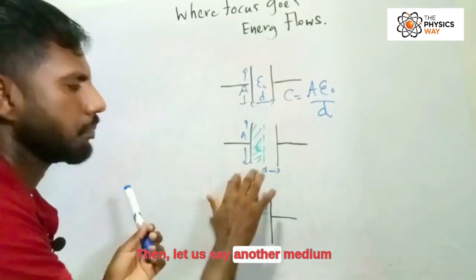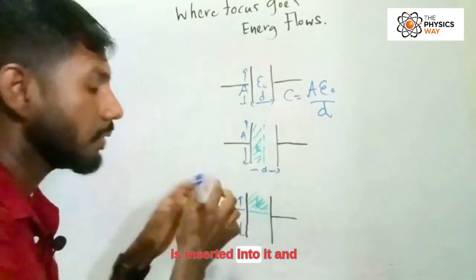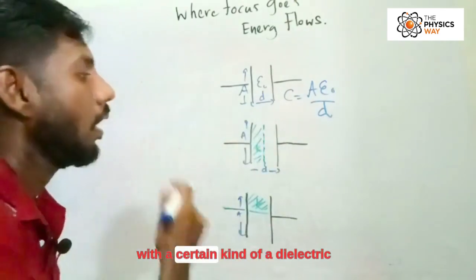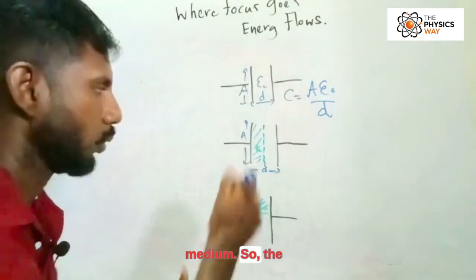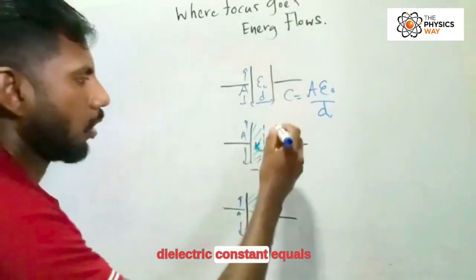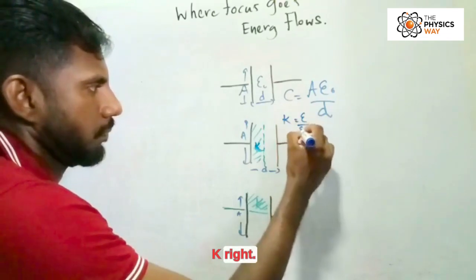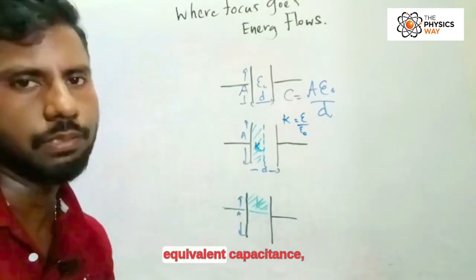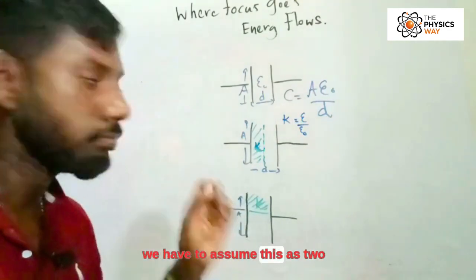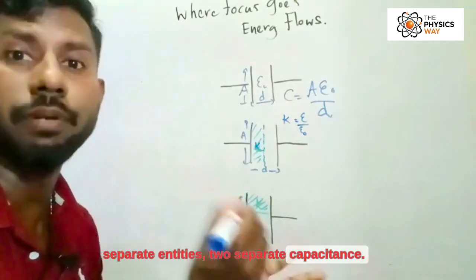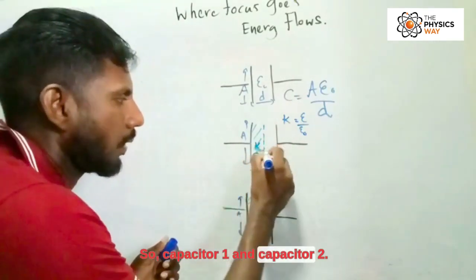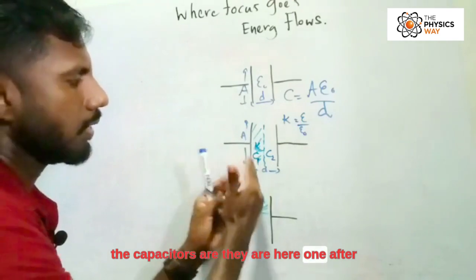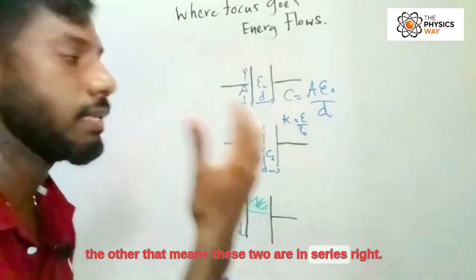Then let's say another medium is inserted into it, and half of its value, this half, is filled with a certain kind of dielectric medium. So the dielectric constant equals K. If we need to find the total, equivalent capacitance, we have to assume this as two separate capacitors, capacitor 1 and capacitor 2. The capacitors are here one after the other. That means these two are in series, right?